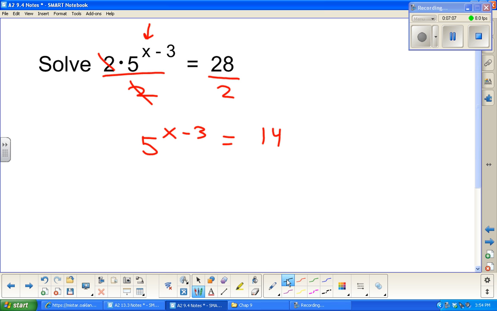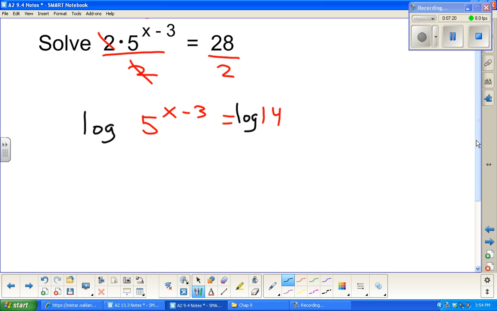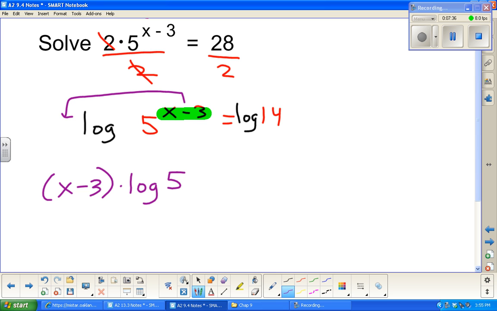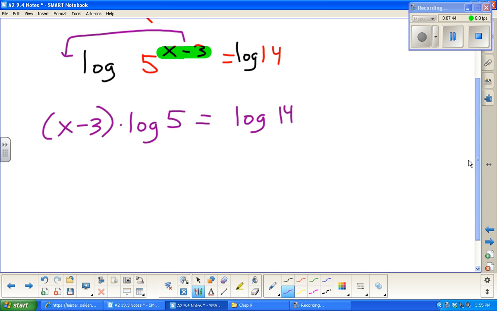Again, I'm going to take the log of both sides here. The log of that equals the log of that. What that lets us do now is we notice we do have a power here, so that exponent can get brought out front. Let's just go ahead and bring that out front here. So it's going to be x minus 3 times the log of 5, and that's going to equal the log of 14. That was that little property again from the beginning.